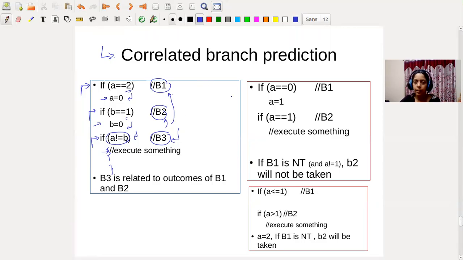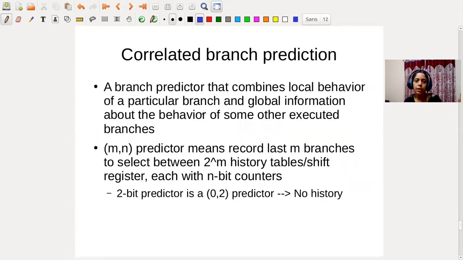Similarly, this is another example. If A is equal to 0, then make A equals 1. And if A is equal to 1, execute something else. So you can see that there is another example here also. You can go through this. Basically, a branch's outcome or decision can be related to not just the previous occurrence of that current branch, but also to the outcomes of previous branches. So if you want to figure out the outcome of B3, it is good enough to know the outcomes of B1 and B2. So this is what is called correlated branch prediction.